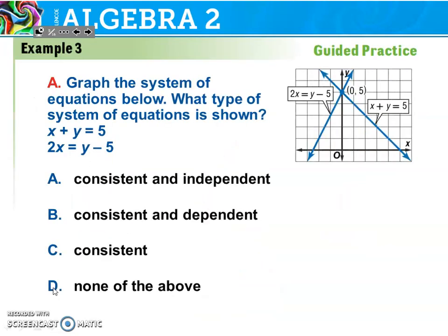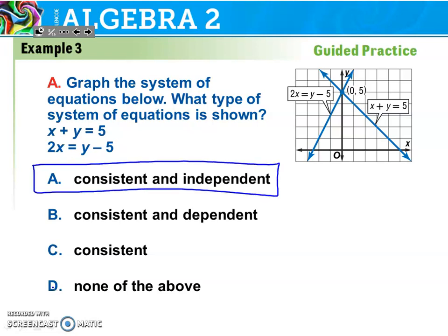Okay? So just real quick, practice finding these. I've got the system of equations below. What type of system of equations is shown? They went ahead and graphed both of these for you, and this is what the graph looks like. So it's hit at one point. If it hits at one point, that means it's got one solution, and that is going to be our consistent and independent system. Our consistent and independent systems are where they cross at one point.